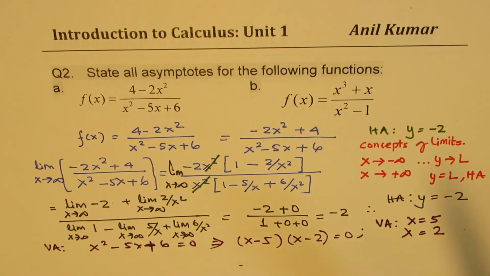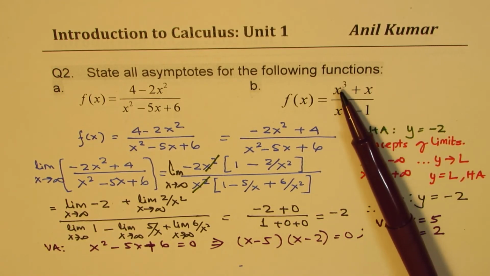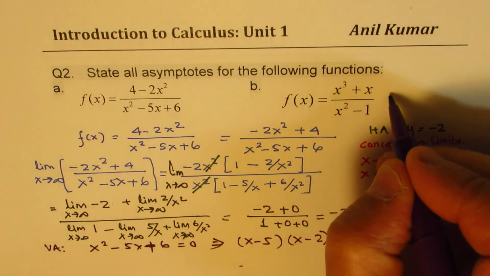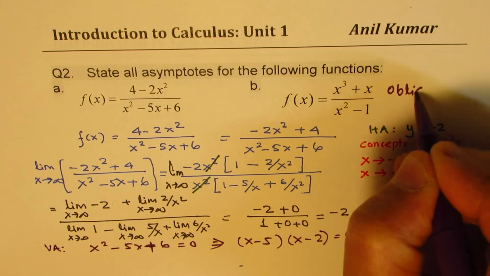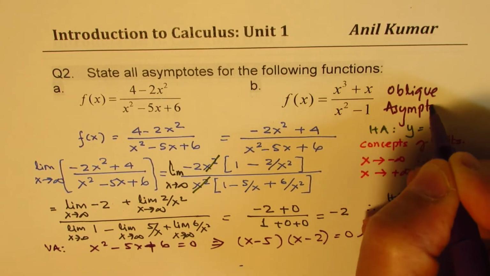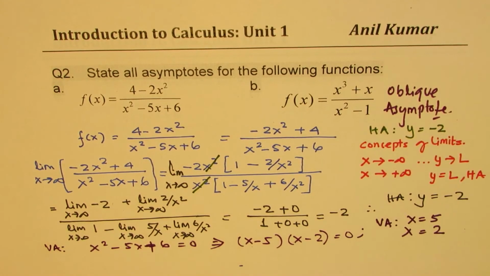Now let's take part B. Here, the degree of the numerator is 1 higher, and therefore, in this particular case, we expect an oblique asymptote. Perfect. I'd like you to pause the video, answer this question, and then look into my suggestions.